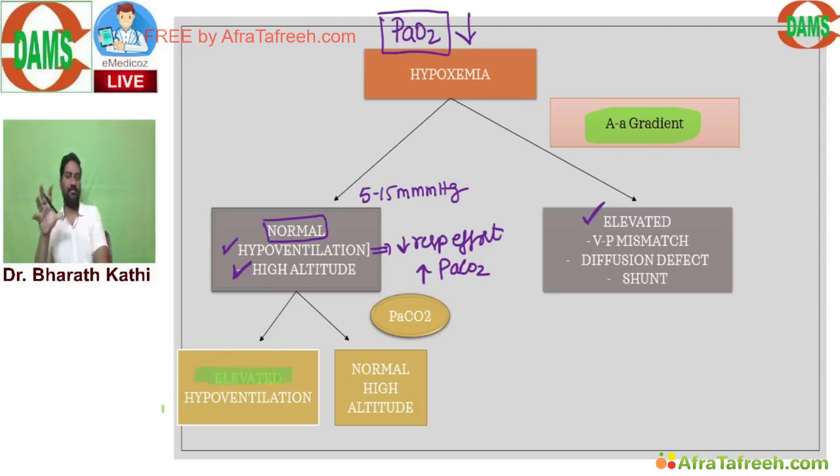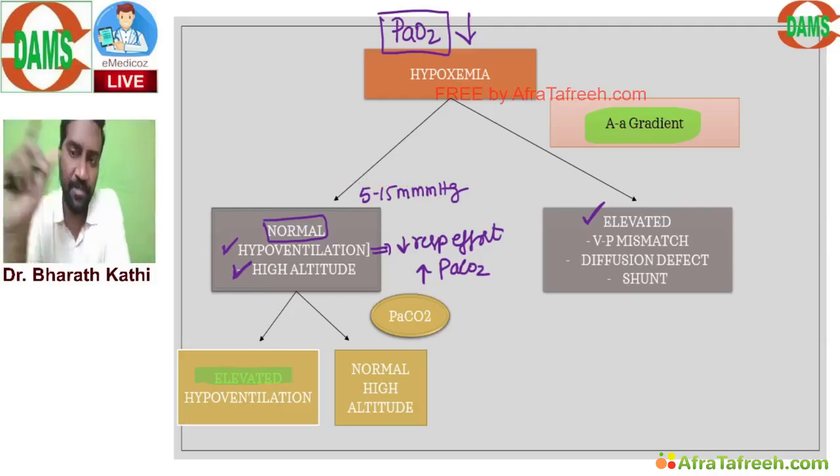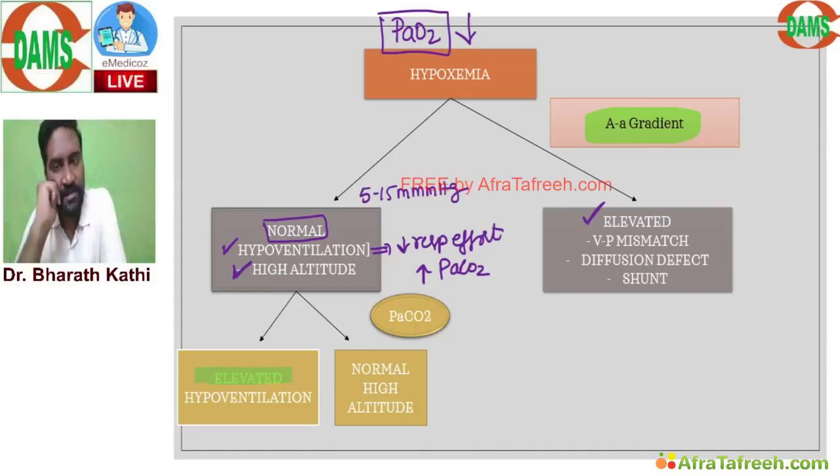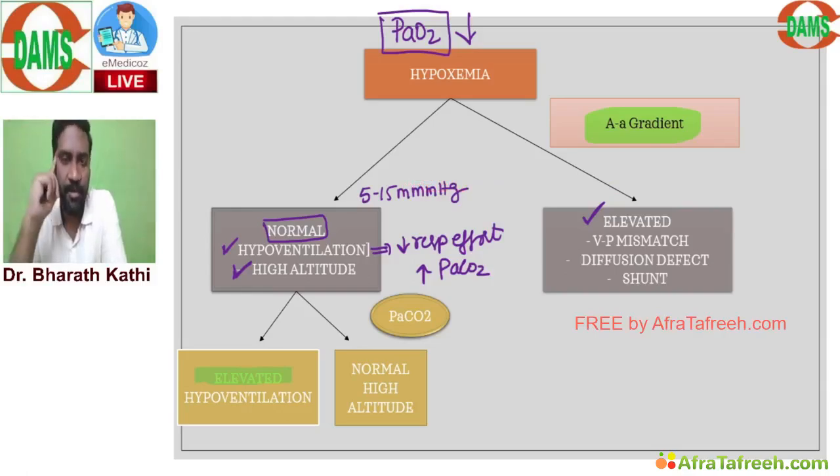There can be mixed cases where the AA gradient can be elevated and also CO2 can be elevated. For example, in severe COPD. In severe COPD, there can be an elevated AA gradient due to involvement of the alveolar capillary membrane. Because the alveolar capillary membrane is involved, diffusion defect and ventilation perfusion mismatch can exist. Along with that, because of severe airway narrowing and some diaphragmatic dysfunction, CO2 will also not be expelled properly. So all this will help you to know what the possible disease can be.